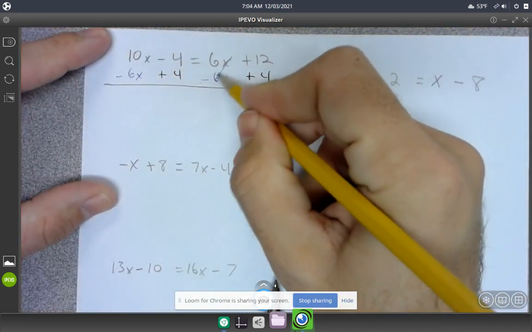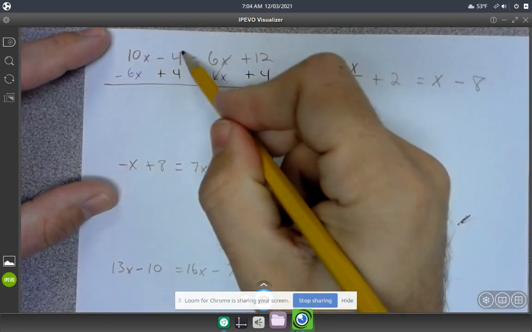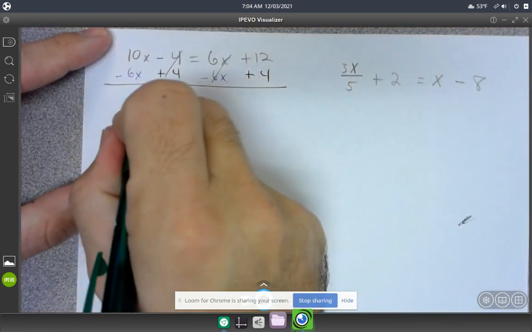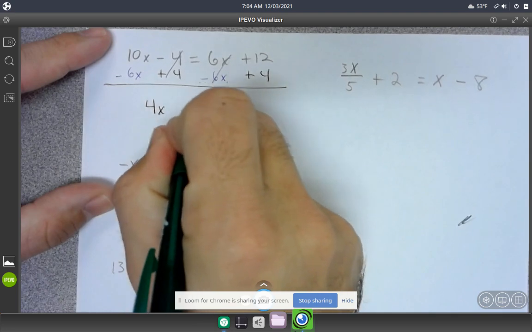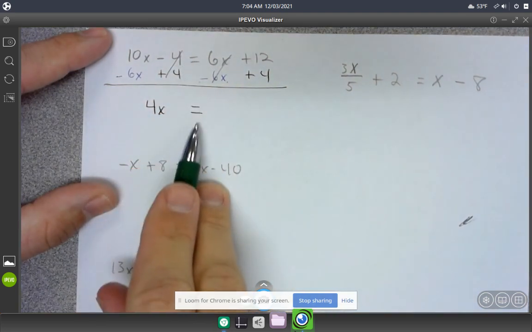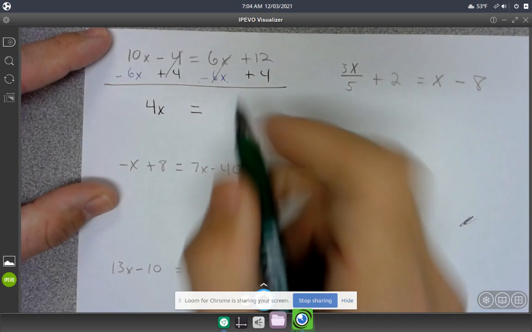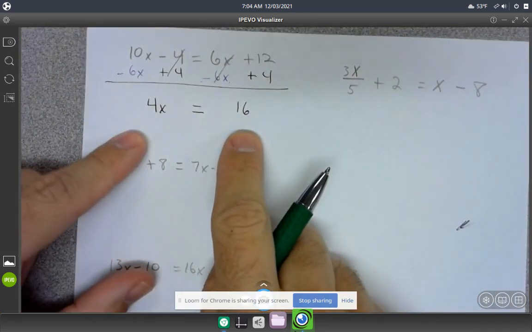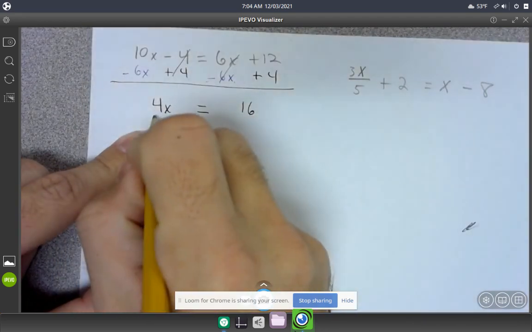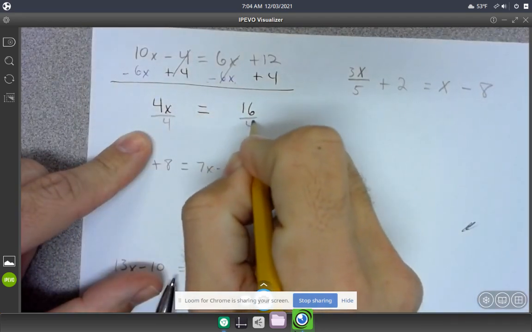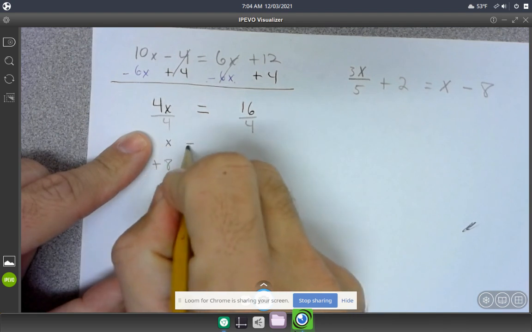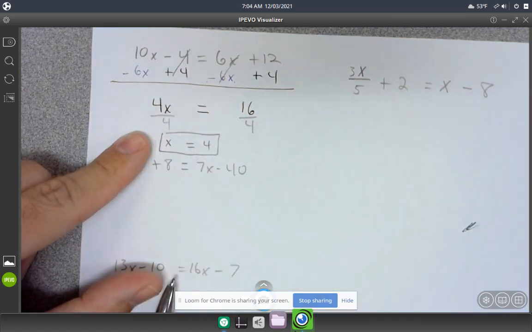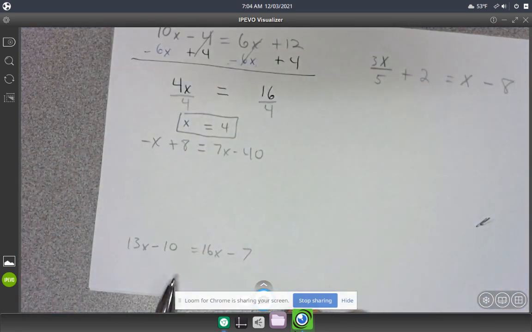The 6x's cancel with each other. The 4's cancel with each other. And so what you're left with is 4x equals, don't lose where your equal sign is, and then 12 plus 4 is 16. Cool. 4x equals 16, divide by 4, and you got your answer. x equals 16 divided by 4, which is 4. That's it. That'd be your answer.